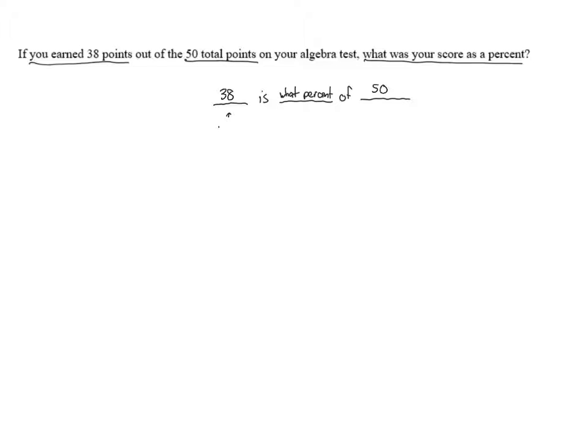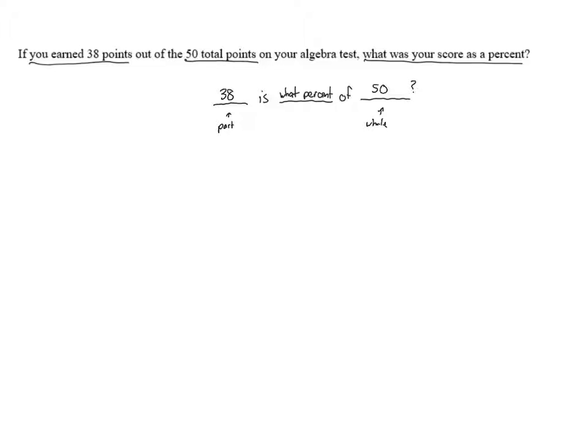Usually the first blank is the part, and the last blank is the whole. And 38 is the part of the points that you earned. 50 is the whole amount of points on the test. And so in this case, we're saying 38 is what percent of 50.